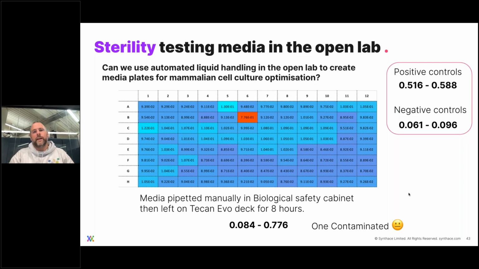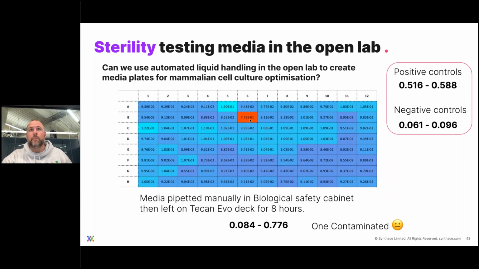At the same time, we added TSA and SAB agar settle plates that were left on the Tecan Evo deck for the same 8-hour period, and they showed no signs of contamination or growth after incubation. These results, combined with the contamination previously seen, showed us that it was likely due to the use of these standard tips with the device that led to the contamination events.